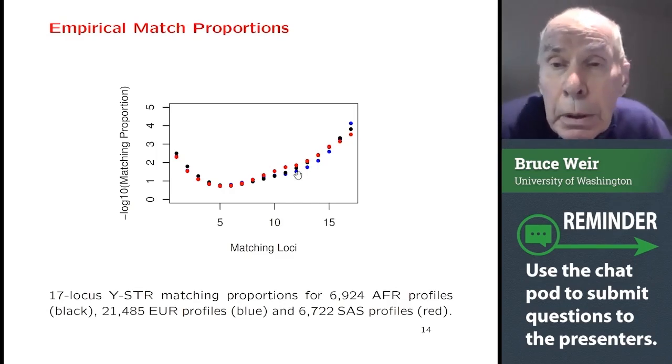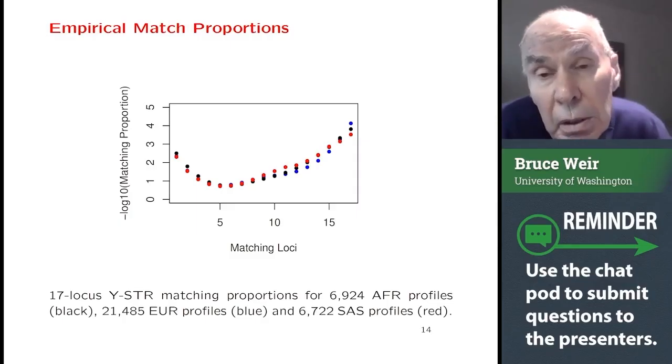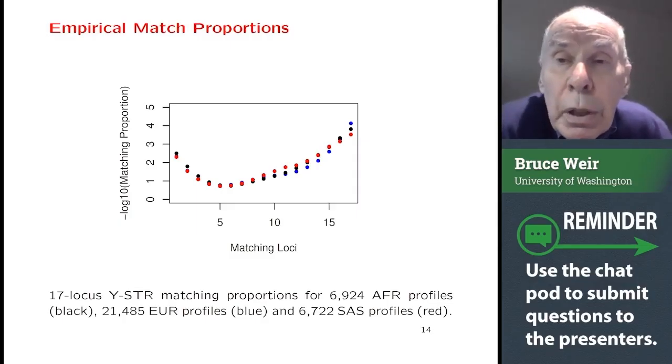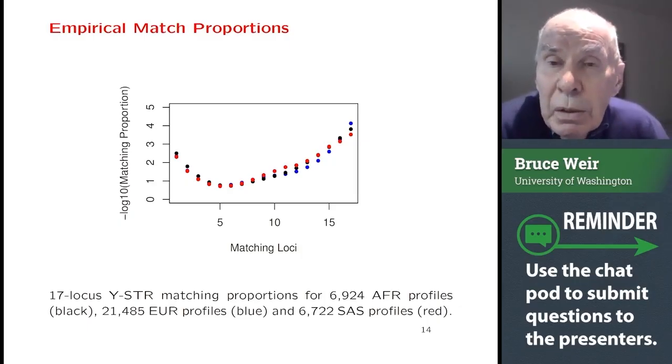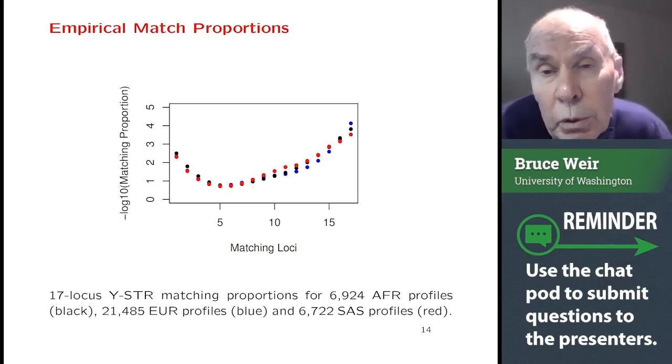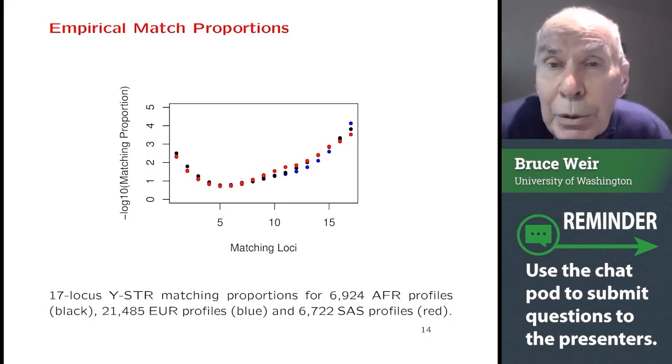So that's what we're doing, combination of genetic theory, empirical data, addressing Y-STR profile matching from a sort of a standard forensic viewpoint, constructing likelihood ratios, making use of match probabilities.